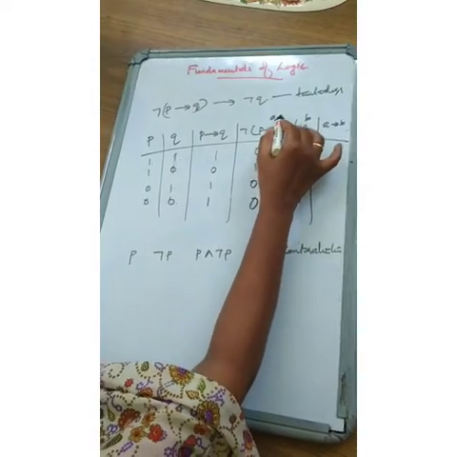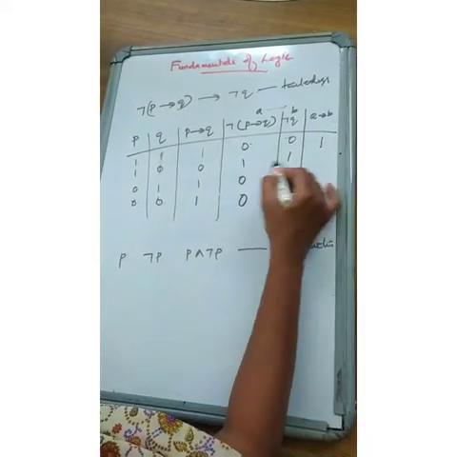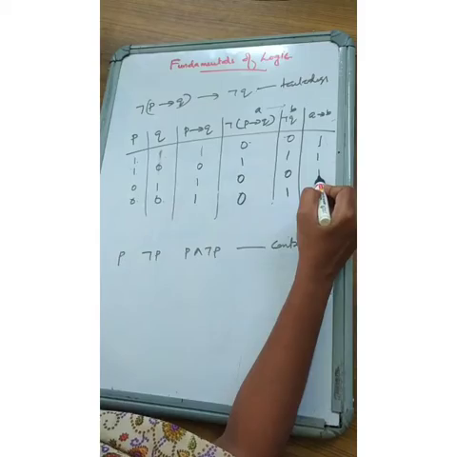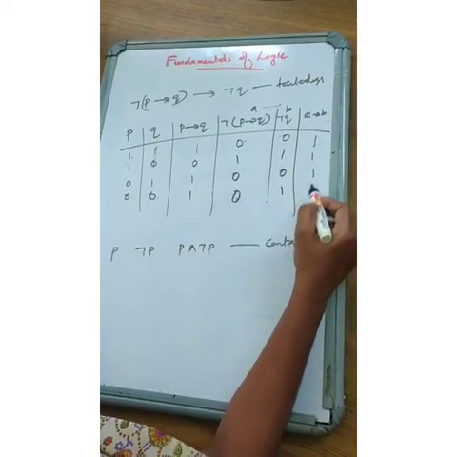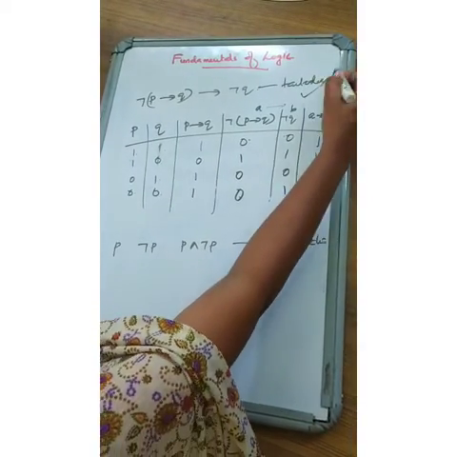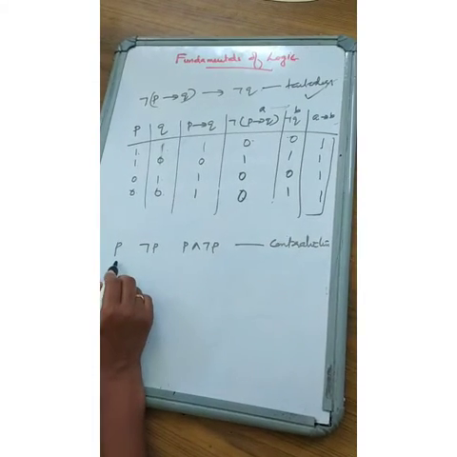Now A implies B, that is, this implies this. 0 implies 0 is 1. 1 implies 1 is 1. 0 implies 0 is 1. Then 0 implies 1 is 1. Okay, everything is 1. So this is a tautology. Correct.